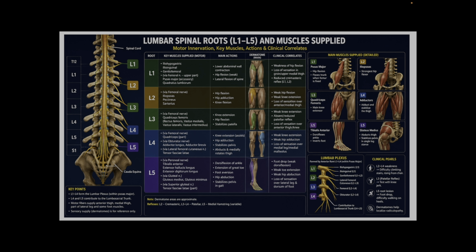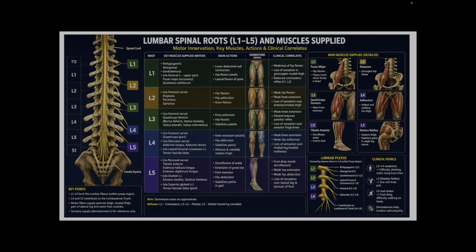The L1 nerve root supplies the iliohypogastric, ilioinguinal, and genitofemoral nerves, with additional contribution to the psoas major and quadratus lumborum muscles. So the L1 root supplies which nerves? Iliohypogastric, ilioinguinal, and genitofemoral nerves, with additional contribution to the muscles. These muscles are psoas major and quadratus lumborum.